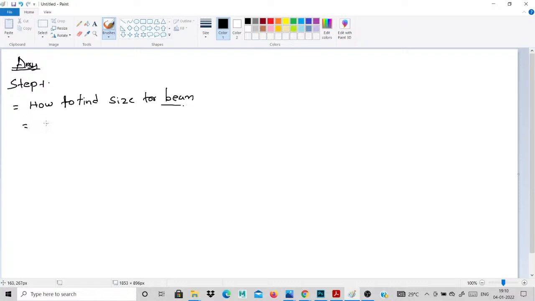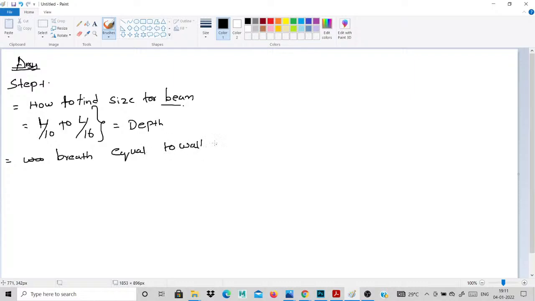The formula is L by 10 to L by 16. This is the formula to find out the depth. The breadth is equal to the wall thickness. The beam breadth is equal to the wall thickness. That is a concept. My wall thickness is 230, so this is our cross section for your beam. I provided 230 for my cross section.